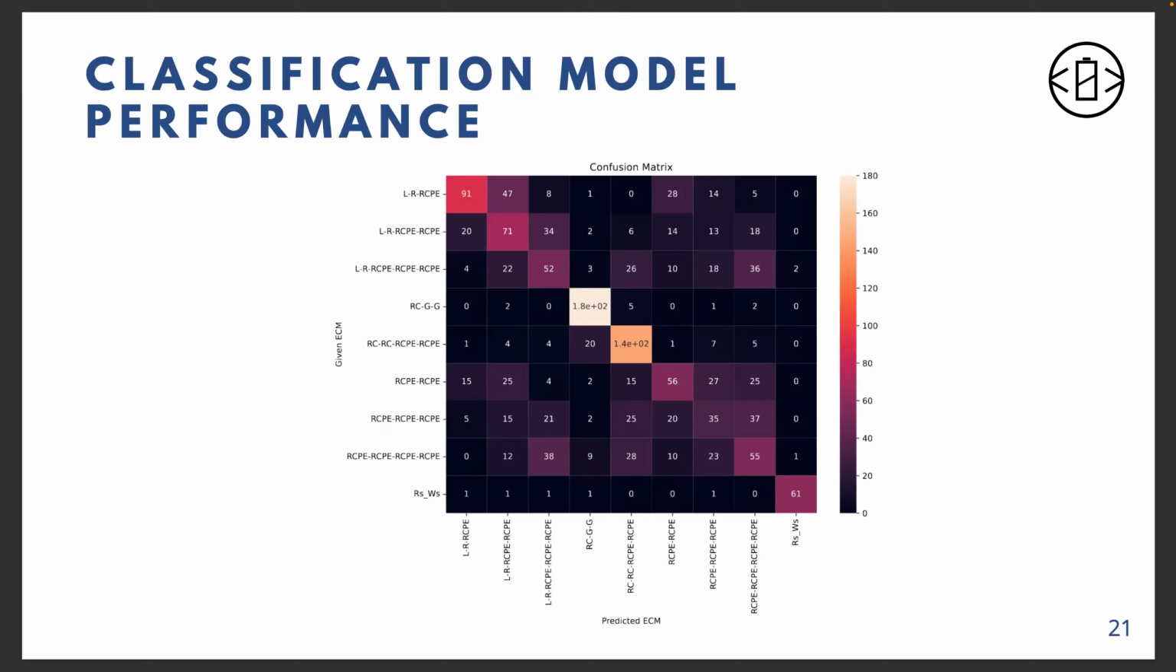Most of the boxes on the diagonal have higher values. And then we can also see, in the bottom right-hand corner, that there's a group of these RCPE circuits that are being misclassified as one another, but we're not confusing, for instance, the RSWS circuit with an RCPE circuit. So that helps us understand that our model is behaving according to our expectations. Equivalent circuits that we expect to be qualitatively similar are actually being confused more for each other, which makes sense.